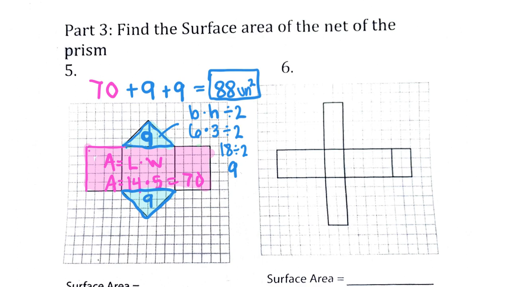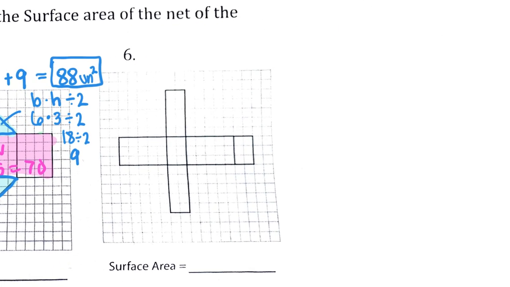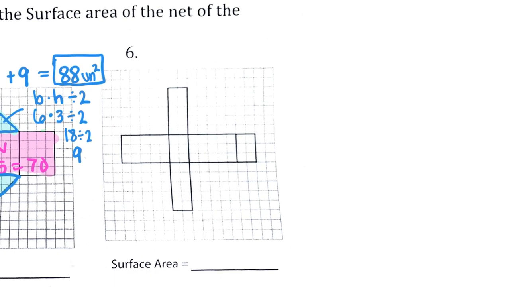Okay, this next one, here, 6, same idea. We can find the surface area by just finding the area of the two bases here. They are the bases because it's what there's two identical of. And then finding the area of the rectangle inside.